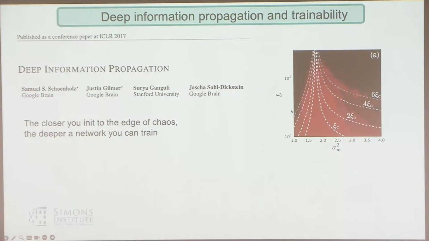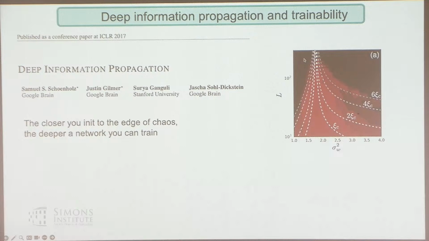The vertical axis is the depth of the network that we're training. The heat map is the final performance, with red being good performance and black being poor performance. This is classification accuracy on CIFAR10. And you can see that the closer you initialize to the edge of chaos, the deeper you can train the network while still achieving good performance. If you have a very deep network and you initialize away from the edge of chaos, you cannot get good performance.